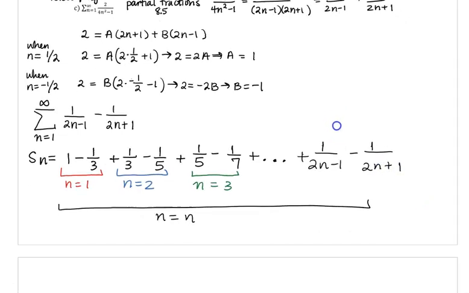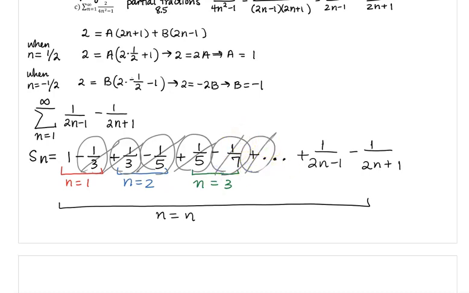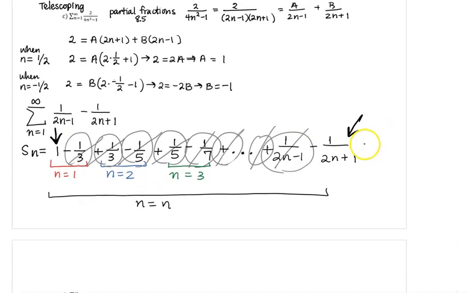Okay, now let's look and think about what cancels out in here. The negative 1/3 cancels with the positive 1/3. The negative 1/5 cancels with the positive 1/5. The negative 1/7 will cancel with the positive 1/7 that you can't see. And this 1 over 2n minus 1 will cancel with a negative 1 over 2n minus 1 back here that you also can't see, leaving you with only the first and the last term. So we know that S sub n is equal to 1 minus 1 over 2n plus 1.